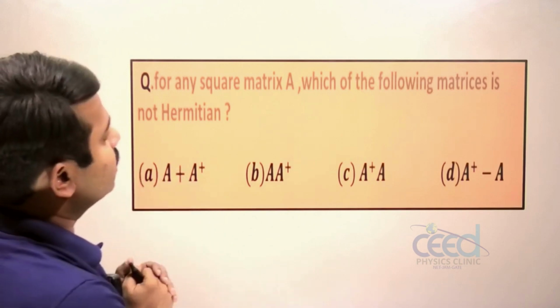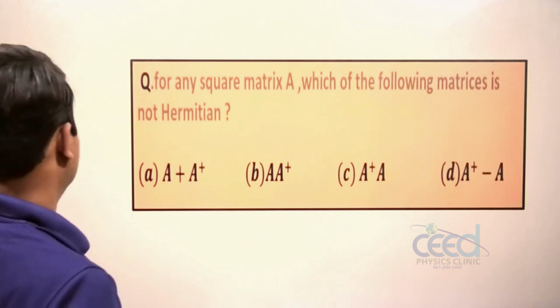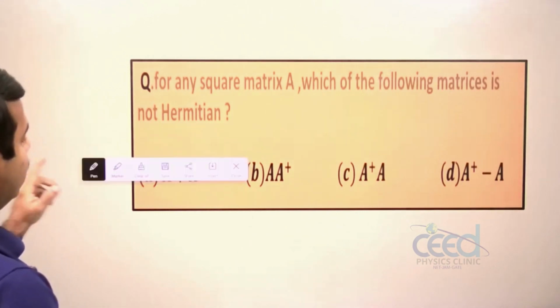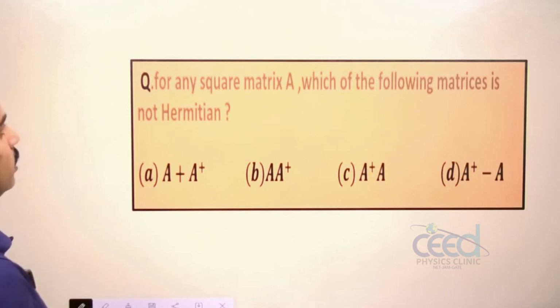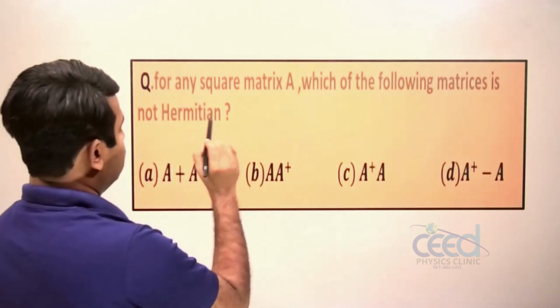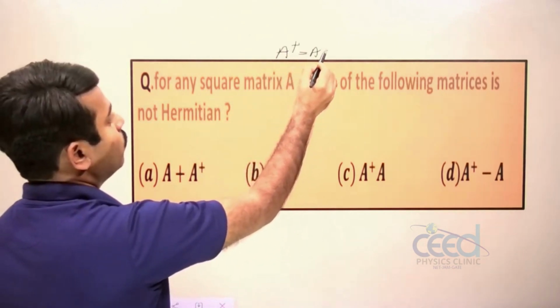For any square matrix A, which of the following matrices is not Hermitian? Right, so one by one we can do. Not Hermitian means, if a matrix is Hermitian, then A dagger is equal to A.